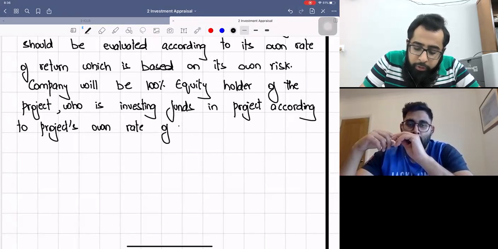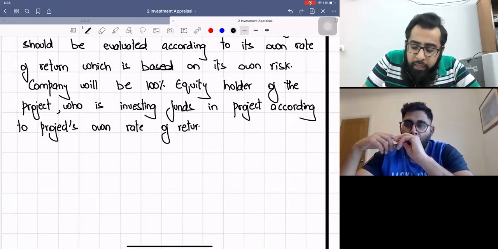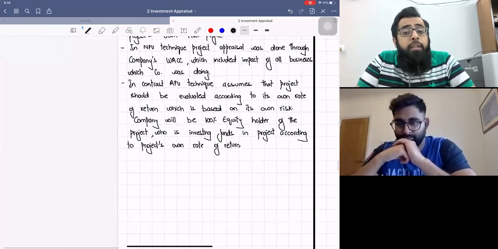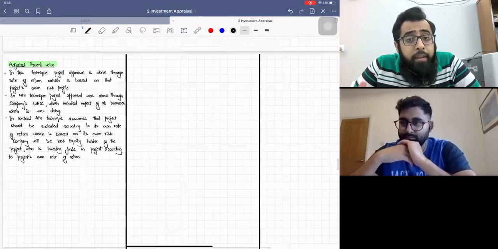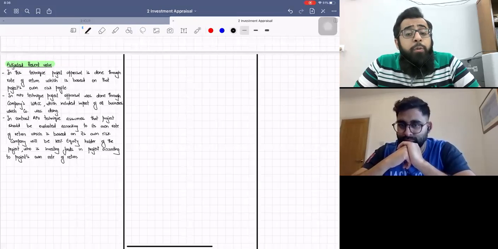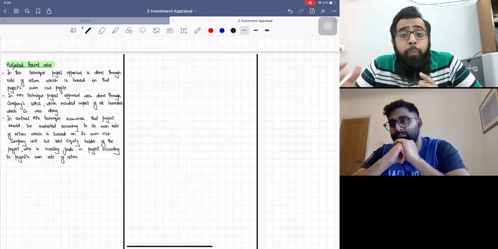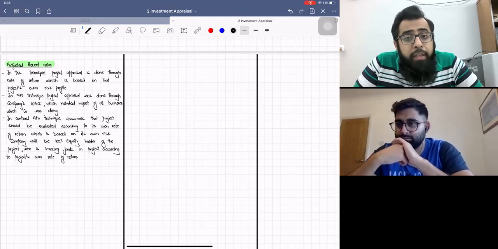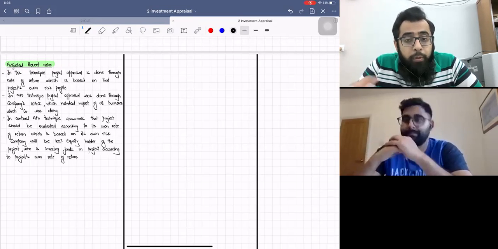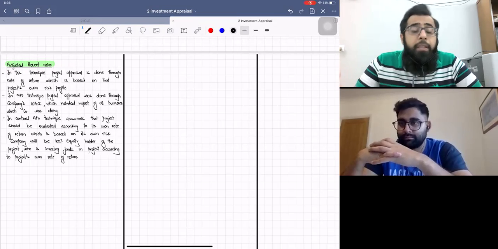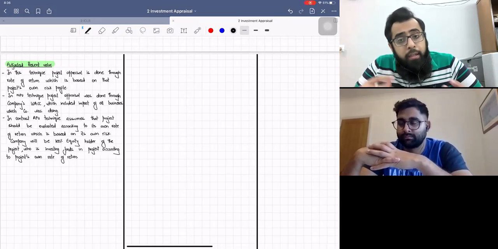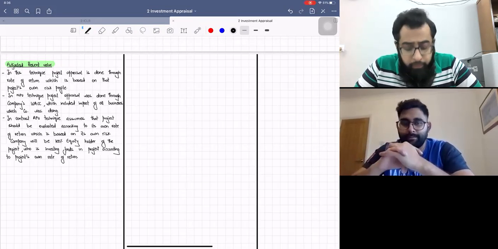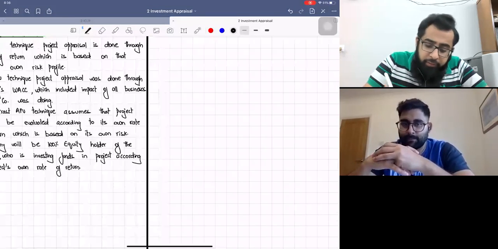Now there is one question: how to calculate the project's own rate of return. In order to calculate it, we consider the industries which are similar. We opt for companies which operate in an industry similar to the project. We evaluate the companies which are similar to the project which we are going to start.